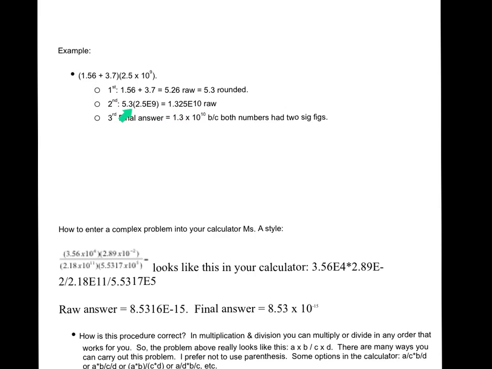That's your raw number. Both of these have 2 sig figs in it, total number of digits, so your final answer can have only 2 digits, which would go to that 3. The 2 doesn't affect the 3. Your final answer is 1.3 E10, or times 10.